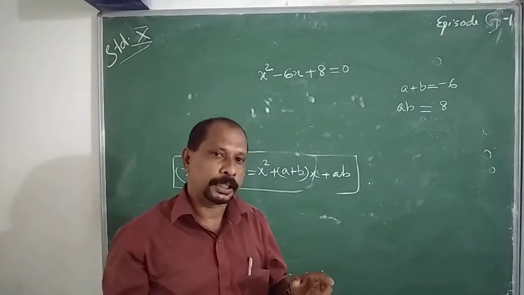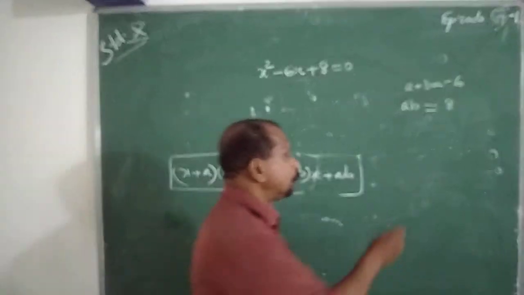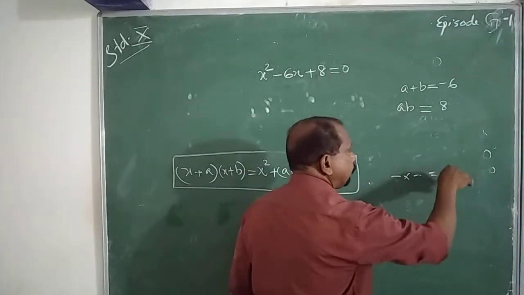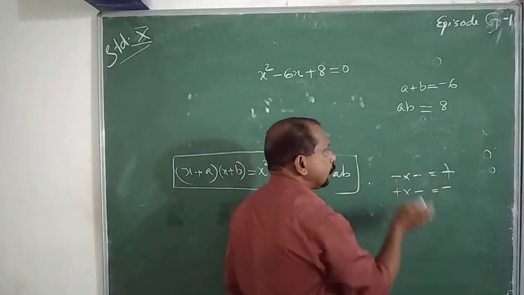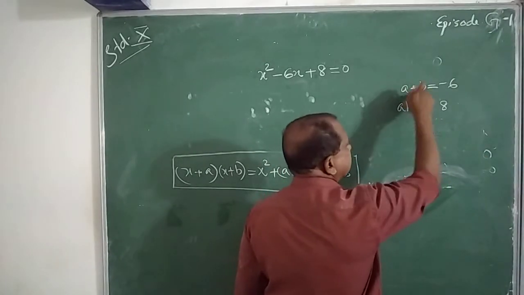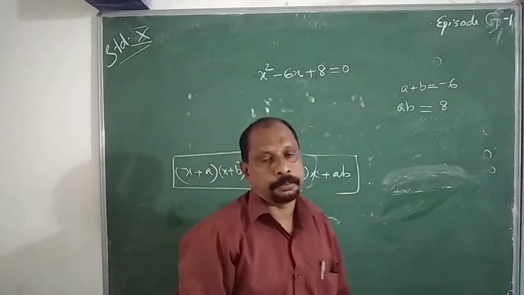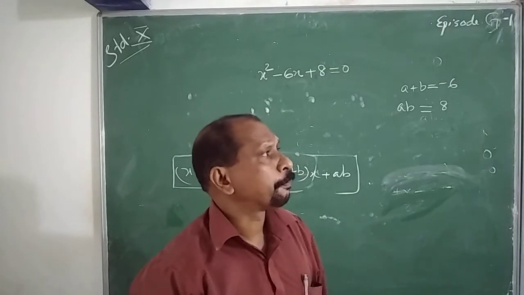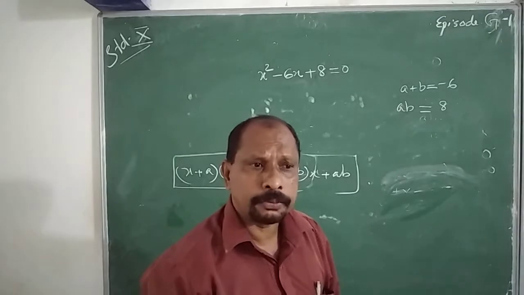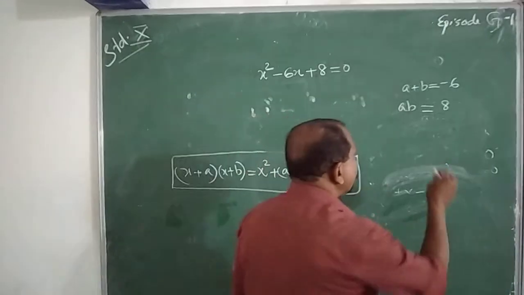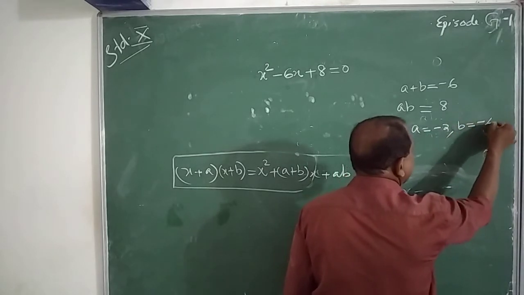Similarly, in the case of multiplication, plus into plus means plus. Minus into minus is what? Plus. Plus into minus is what? Minus. Therefore, the sum is negative, product is positive means they are always negative numbers. Then the sum is 6 and the product is 8 means 4 into 2 is 8 and 4 plus 2 is 6. Therefore, a is equal to minus 2, b is equal to minus 4.